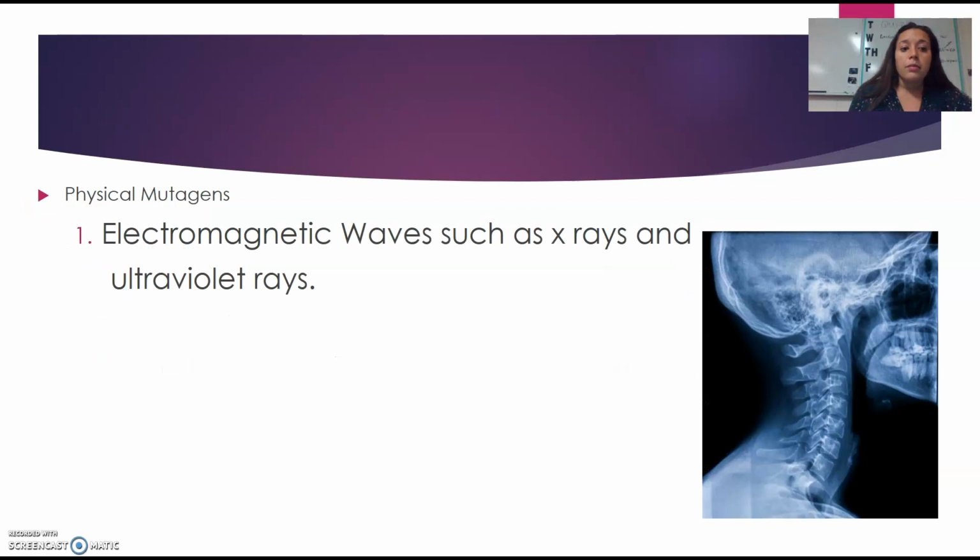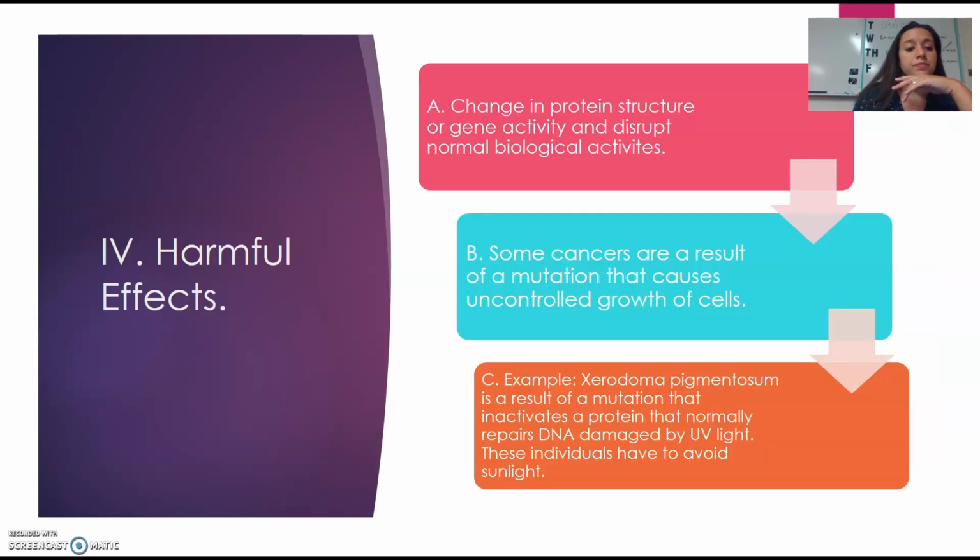Then you have physical mutagens. Physical mutagens would be electromagnetic waves, such as X-rays and ultraviolet rays. That's why they put something on your soft organs when you get an X-ray, to protect those from the rays.